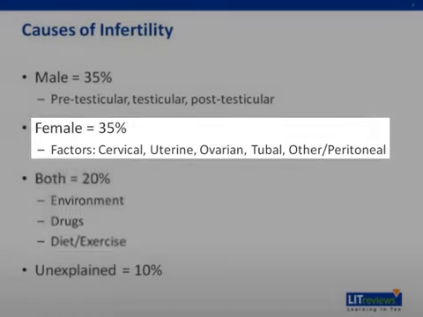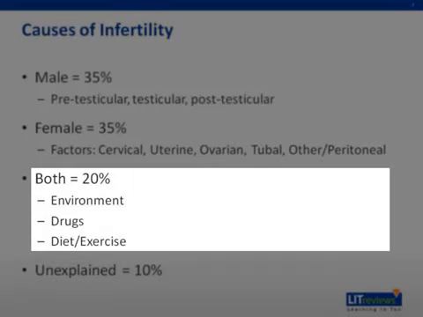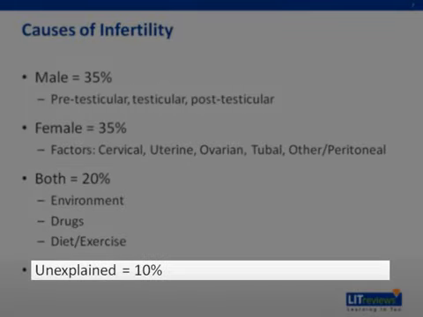Next, it's thought that 20% of infertility may be caused by things that affect both genders equally, like drugs, environmental exposures, and the deleterious effects of insufficient or excessive diet and exercise. And lastly, about 10% of infertile couples are ultimately diagnosed with unexplained infertility when all causes have been ruled out. It is a diagnosis of exclusion.